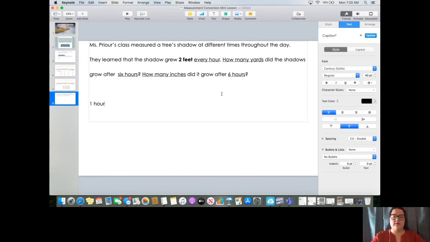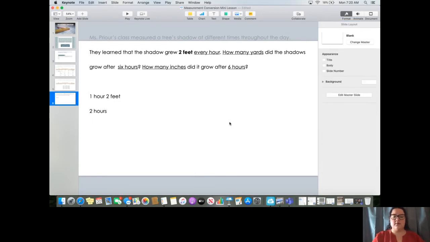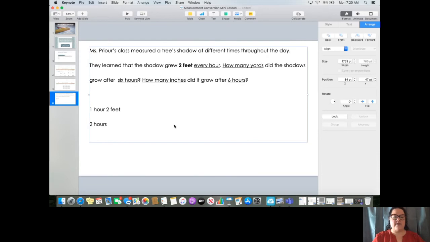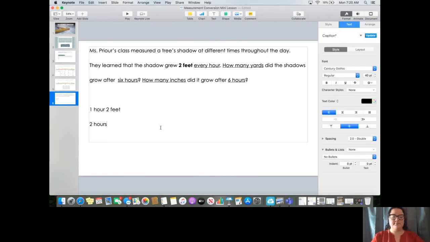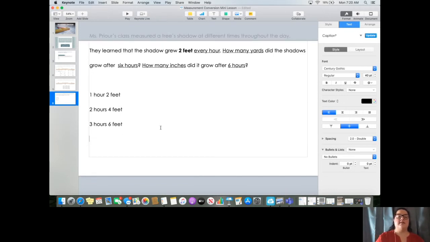1 hour would be 2 feet. 2 hours would be how many feet? That's right, 4 feet. 3 hours would be how many feet? 6 feet. We're just adding 2 to the last number that we looked at.